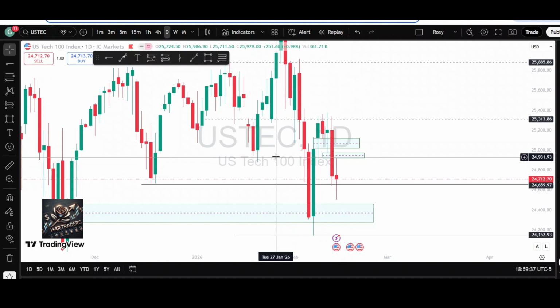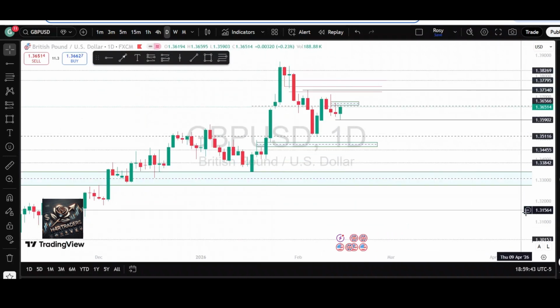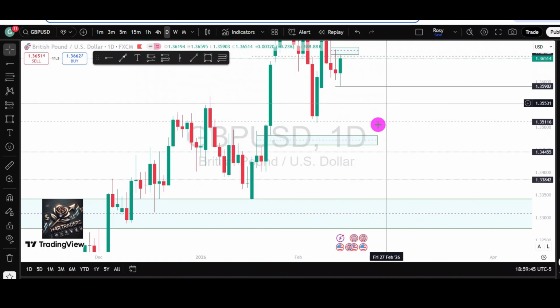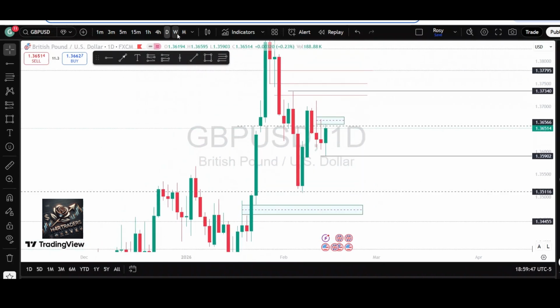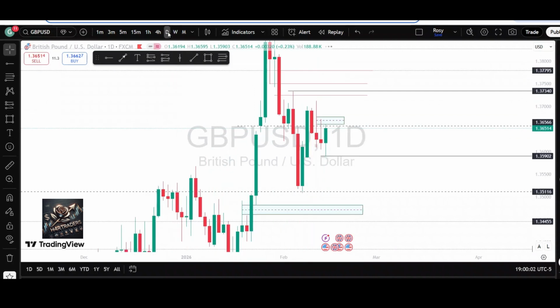So if we run down to our British pound, I'm going to just take these two pairs. If we run to the British pound USD, what are we expecting if we drop to the weekly time frame? This is where we are as at last week. So what is our expectation? You can also see price ran back into this weekly order block on the weekly. So what are my expectations?